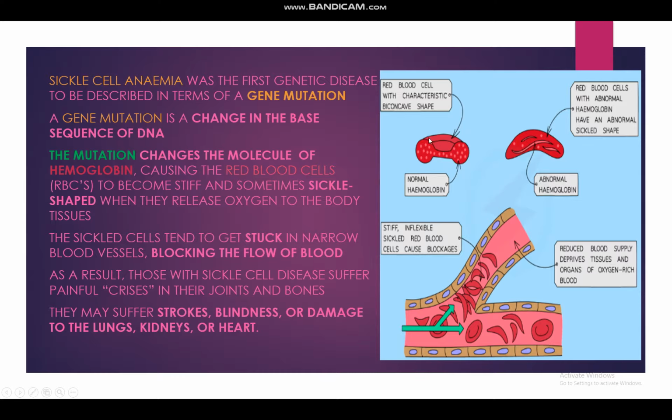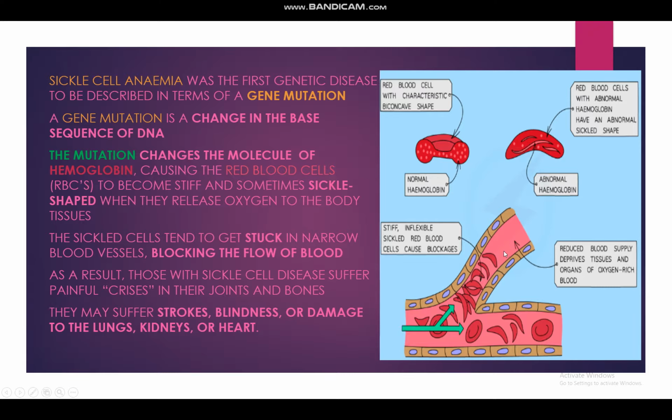Here you see a diagram of the normal RBCs, which have a biconcave shape and contain normal hemoglobin which can carry oxygen readily. And this is a sickle-shaped RBC which has abnormal hemoglobin. Because of this abnormal hemoglobin, the RBCs take on a sickle shape.